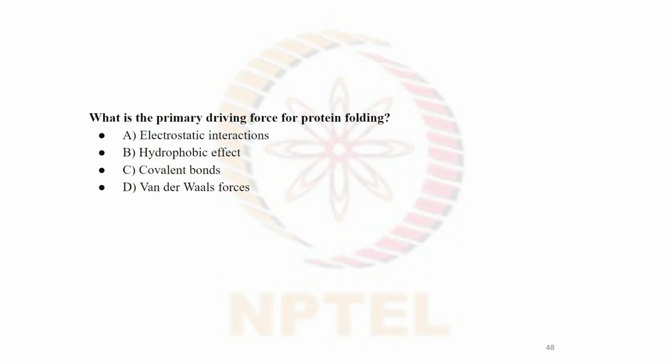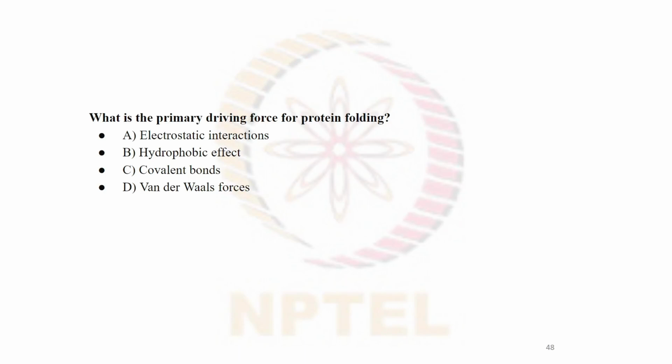So what is the primary driving force for protein stability or protein folding? Out of all the interactions, what is the primary driving force? So how can one tell which is a driving force?